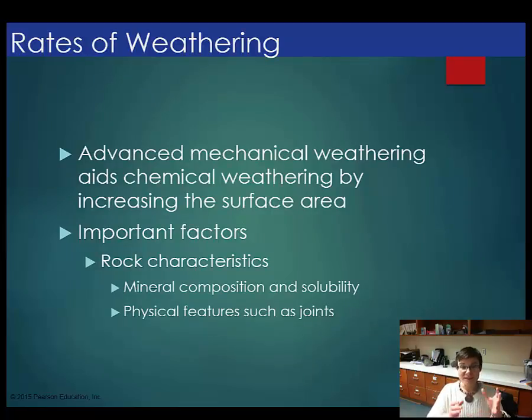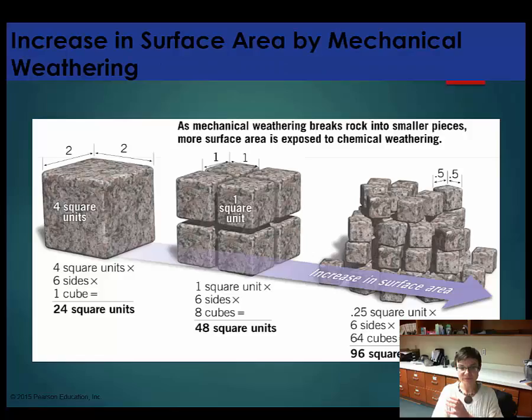Now it's important to realize these two don't happen separately from one another. Chemical weathering helps mechanical weathering, and mechanical weathering helps chemical weathering. So let's take a look at an example where mechanical weathering, breaking apart rock, works to help aid chemical weathering.